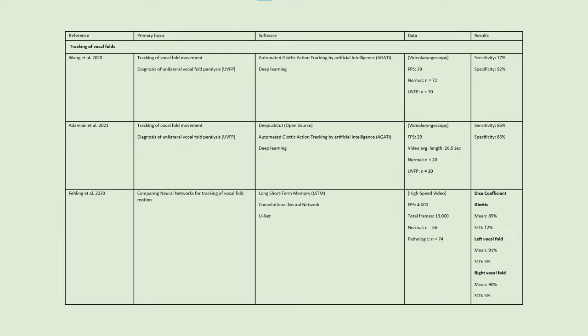It is worth noting that only one of the three papers utilized high-speed video for optimal visualization of the vocal fold movement. The two others are focused on binary classification between normal and a single diagnosis, which is why the results are measured in sensitivity and specificity, and the high-speed performance is measured in dice coefficient.